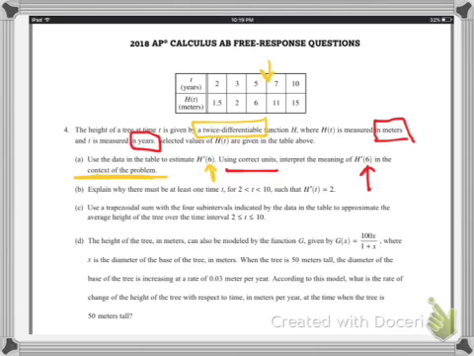So in part B it says explain why there must be at least one time t between 2 and 10, exclusive, such that h prime of t is equal to 2.